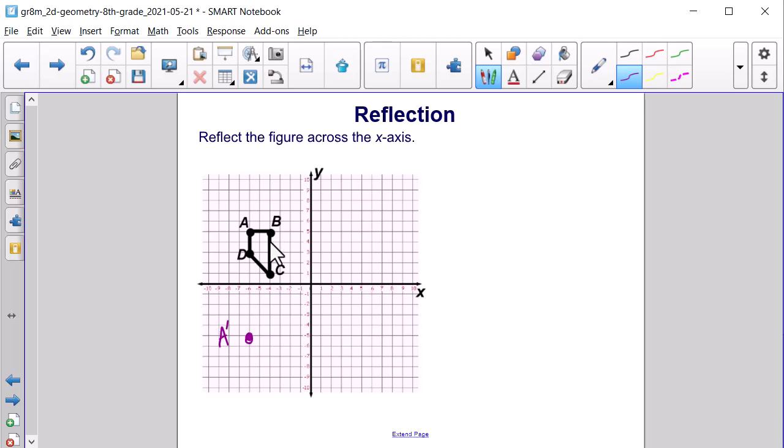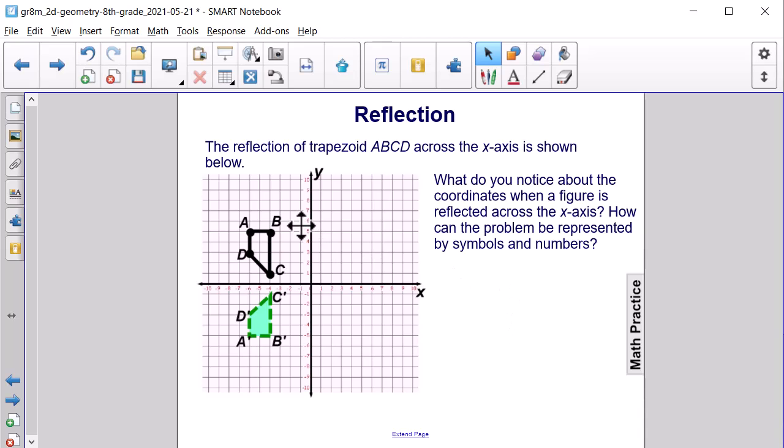Let's go with B. 1, 2, 3, 4, 5. Okay, here's point B prime. Now C, we only have to go 1 to get to the x-axis, so we have to go 1 again. This will be C prime, and then D, we have to go 1, 2, 3. So let's do 3 again. Right here is point D prime. So if we connect all of these together, we will have our trapezoid image A prime, B prime, C prime, D prime.